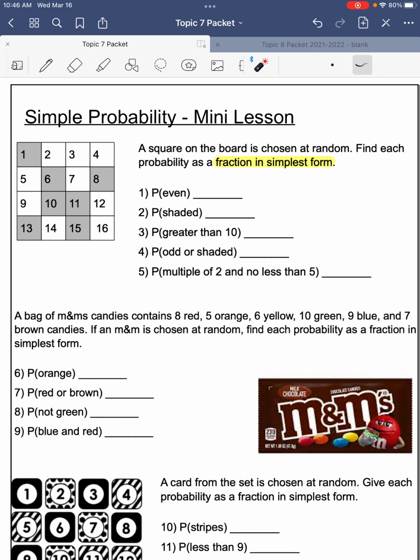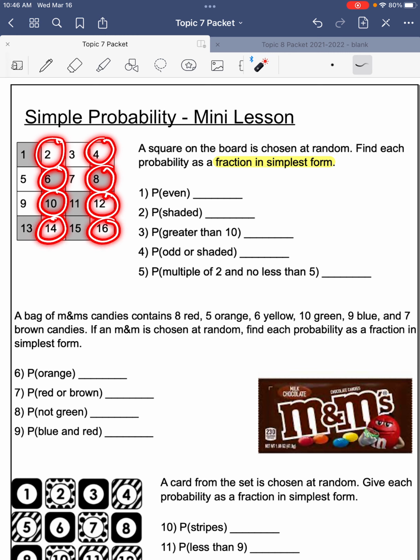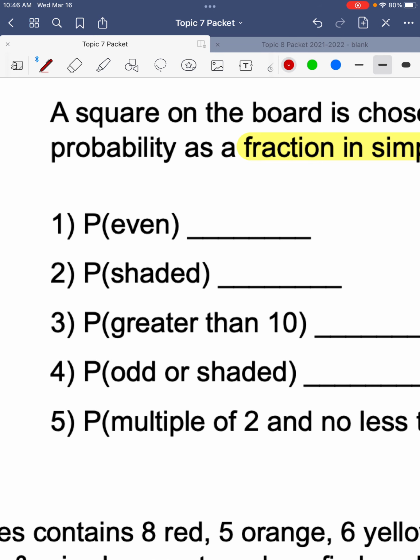So we've got a square board, and it's numbered 1 through 16. So we're going to find the probability of selecting an even number, right? So that means 2, 4, 6, 8, 10, 12, 14, and 16. Well, I just circled 8 numbers, okay? So 8 is my numerator, and then there were 16 total squares. So 8/16, does that fraction reduce? Well, those are both even numbers, so I know that 2 goes into both of them. But when I look a little closer, I know that 4 goes into both of them, right? I also know that 8 goes into 16. So 8 goes into both of these numbers. 8 divided by 8 is 1, and 16 divided by 8 is 2. So this fraction reduces to 1/2.